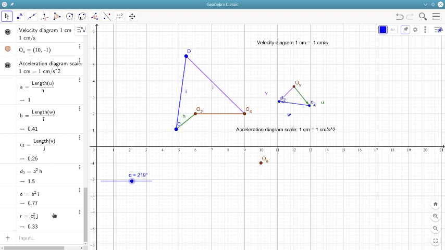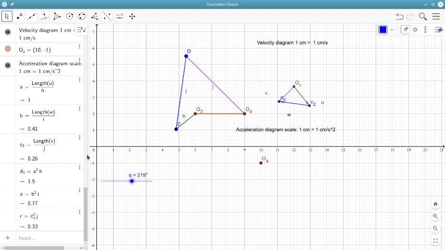The two quantities which are unknown will be the angular acceleration associated with point D, which is the tangential component of AD, and the tangential component of A of D relative to C. We don't know the magnitudes, but we do know the directions associated with this. All right, so let's start the construction.